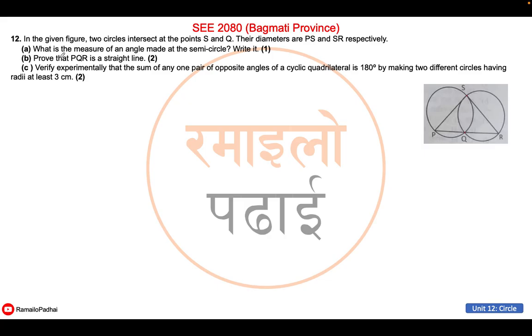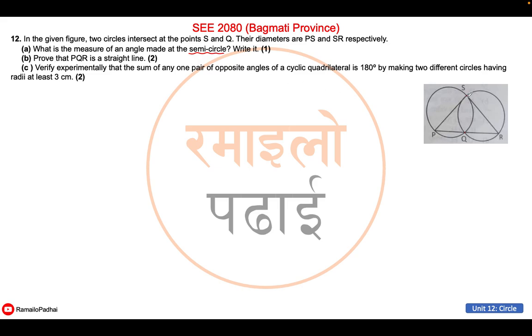In A, what is the measure of an angle made at a semicircle? The circumference angle made at a semicircle is always 90 degrees. So it will be 90 degrees. B: Prove that PQR is a straight line.